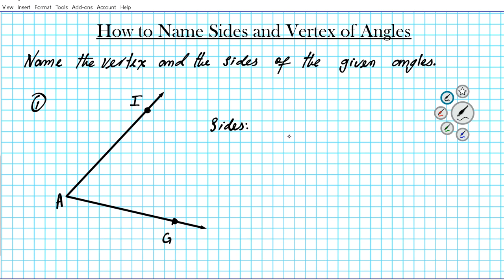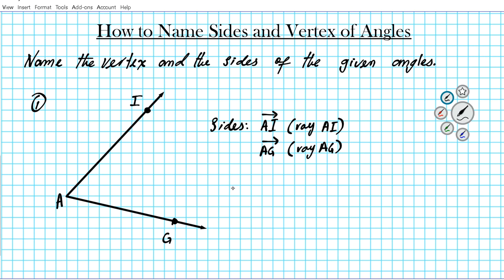The first side is AI. This is how you write it in object notation, or you can say ray AI. Alright, so that directional arrow on top basically represents ray. Alrighty, and then the second side is ray AG. And then you say it as ray AG. Alright, so there goes the sides of this particular angle right here.